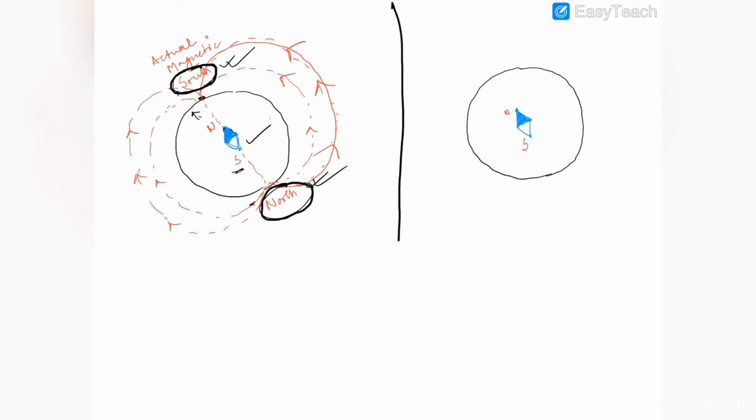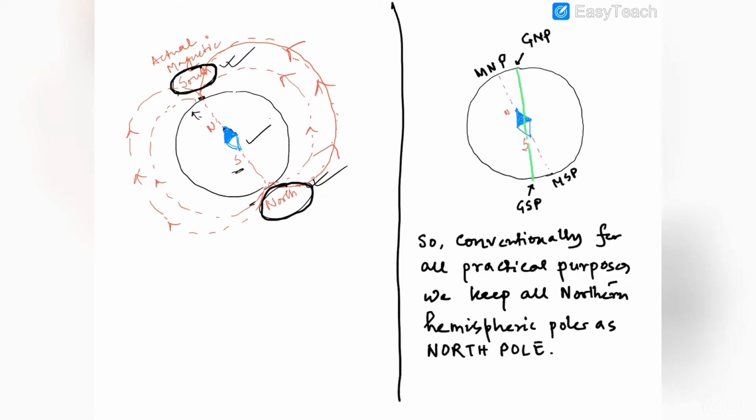Now let us compare with this right side diagram. If anybody asks us where the geographical north pole of the earth is, we all show that this is the geographical north pole and this is the geographical south pole, right? But if you contrast with the left side diagram, on the top, this is the south magnetic pole. Hence, to avoid this particular fallacy, conventionally, for all practical purposes, we keep all northern hemispheric poles as north pole. See, the magnetic north pole also, we will move it here.